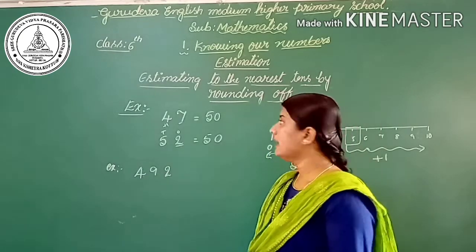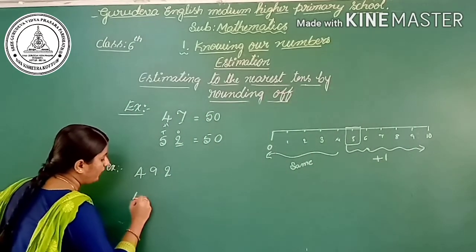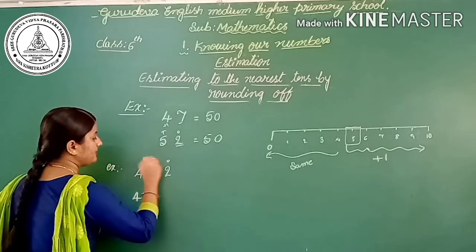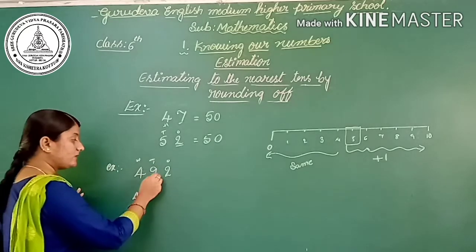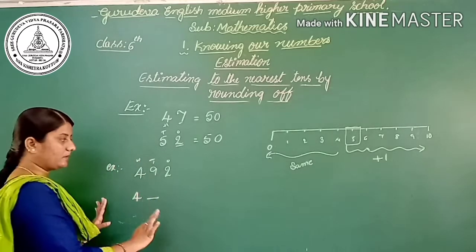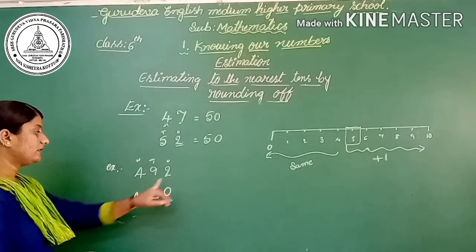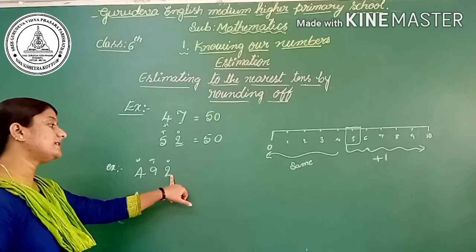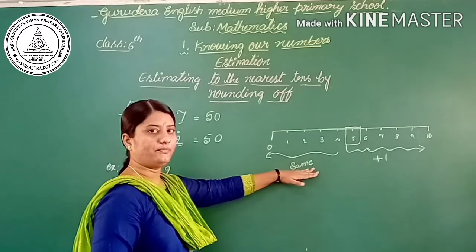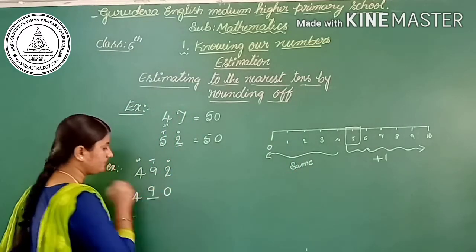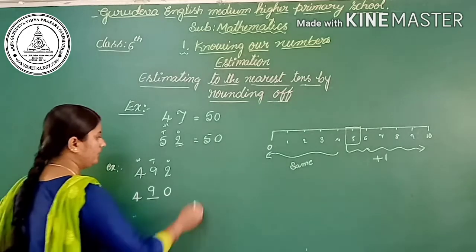So another example, 492. Here in 492, I want to estimate to the nearest tens. So we write 4 in the hundreds place as it is. It is ones, tens, hundreds. We have to round the number to the nearest tens, so the ones place should be 0. Then take the ones place as reference. Here there is a 2. It is near to 0. So we have to write the same number in the tens place. Okay. Is it clear? Yes. I will take another example.